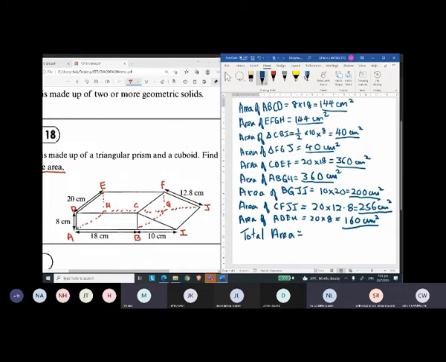Okay, understood. So total area is 1,704 cm square. You add them all. So that's the answer. Easy or not?